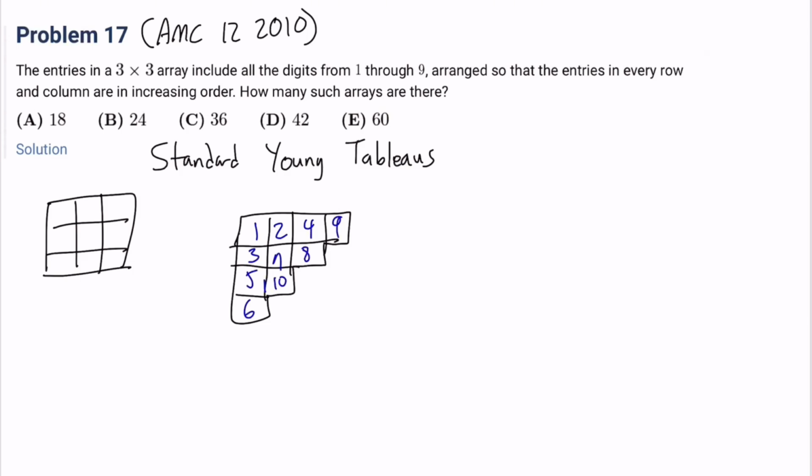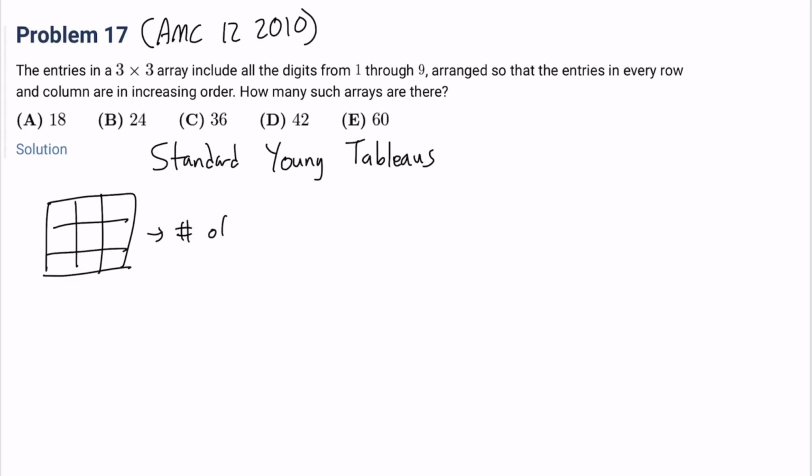But now we want to know the number of possibilities of the Standard Young Tableau. So what I mean is we want to find the number of Standard Young Tableaus that are in this configuration. In the AMC video, I said that the number of Standard Young Tableaus, SYT I'll say, is n factorial over the product of the hook numbers, where n is the number of entries. Now I'll explain in more detail what this is.